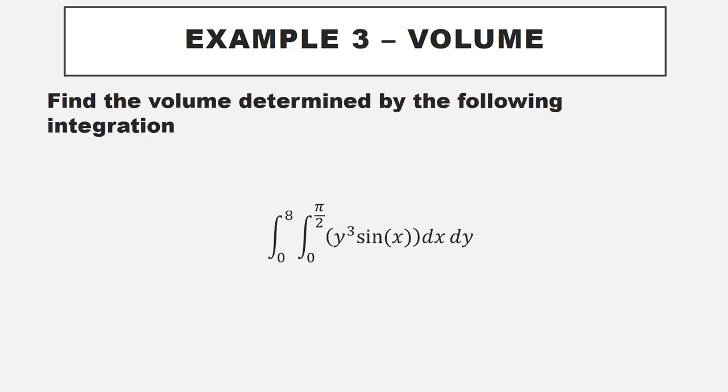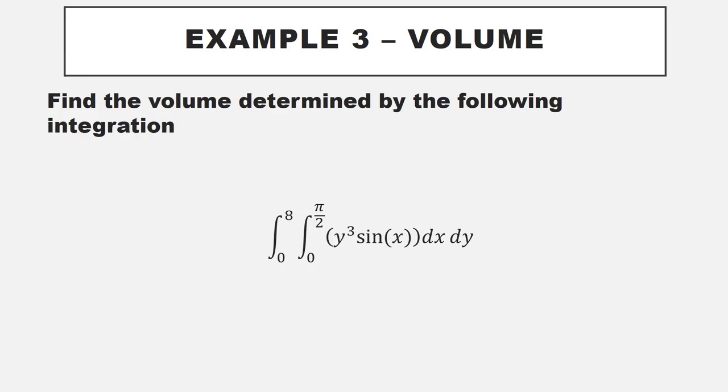Now let's check out another one. Let's find the volume determined by the following integration. Now this integration gives me a surface generated by z equals y to the third times sine of x. And we're integrating with respect to x from 0 to pi over 2. And we're integrating with respect to y from 0 to 8.